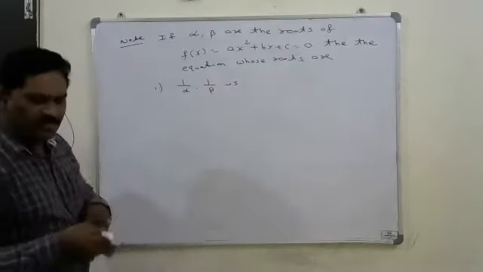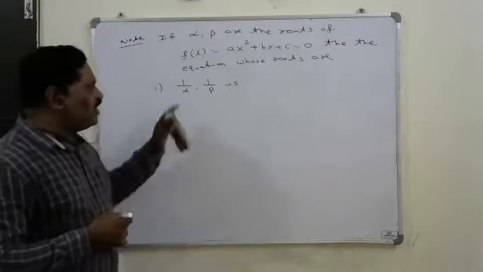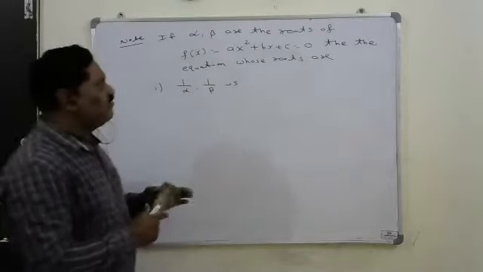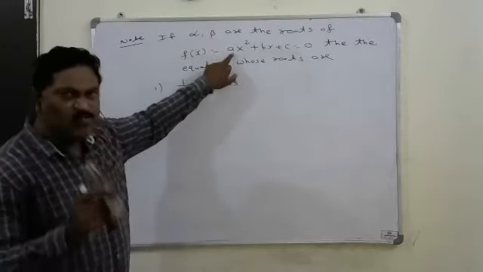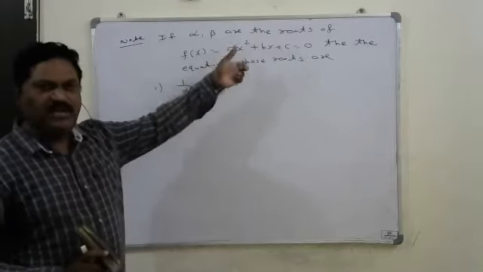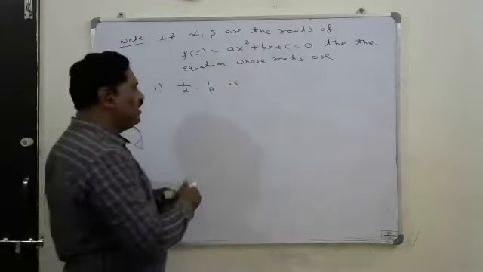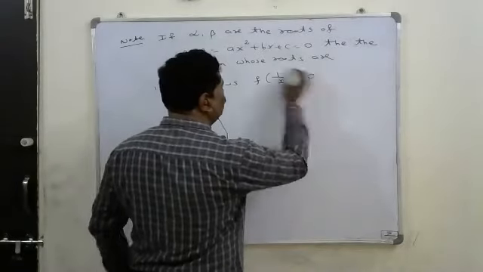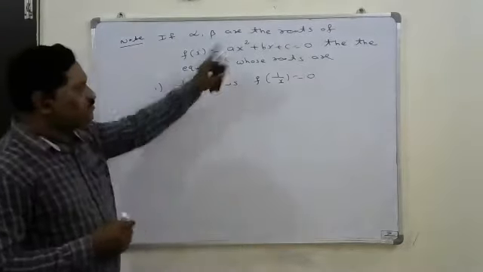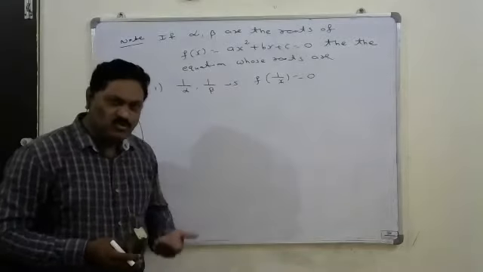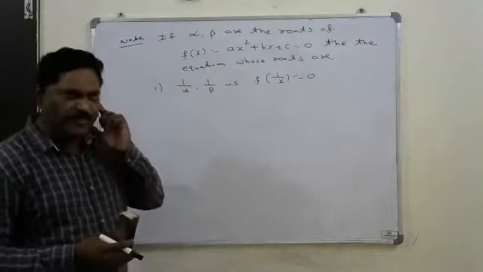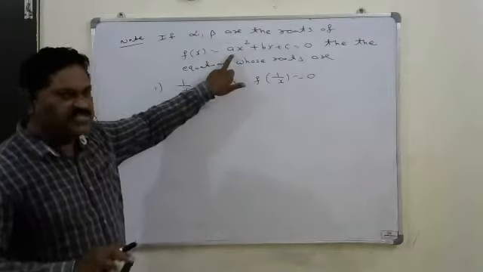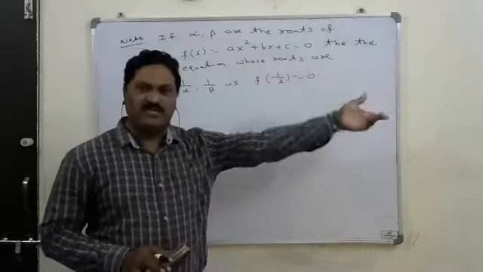Suppose the roots of that equation are 1 by alpha and 1 by beta, then what will be that equation? If you want to find that equation, replace x by 1 by x, and if you simplify that, we will get the required equation. So directly we will write that equation as f of 1 by x is equal to 0. If f of x is this much, then the equation whose roots are 1 by alpha comma 1 by beta will be f of 1 by x is equal to 0. Means here replace x by 1 by x, and if we take the LCM, we will get that required equation.